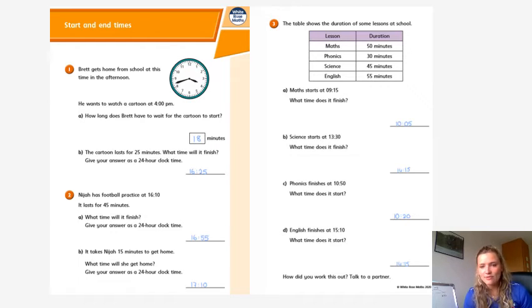And finally, English finishes at 3:10 or 15:10 in the afternoon. What time does it start? So we don't know what time it starts. It lasted 55 minutes. So again, using our method, starting from this side and then jumping backwards, we would need to do 15:10, take off 55 minutes, which would take you to 14:45. Sorry, not 14:45, 14:15. So 15 minutes past 2. So it should be 14:15 for that answer there.